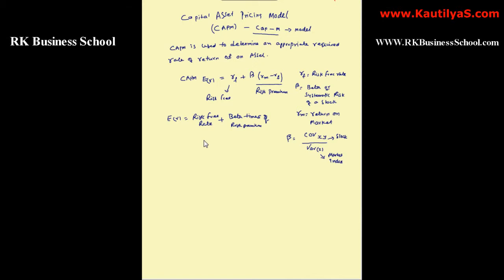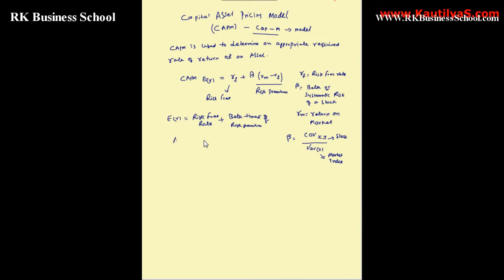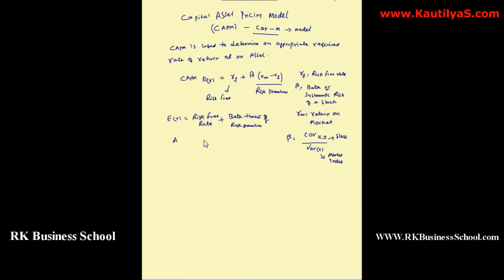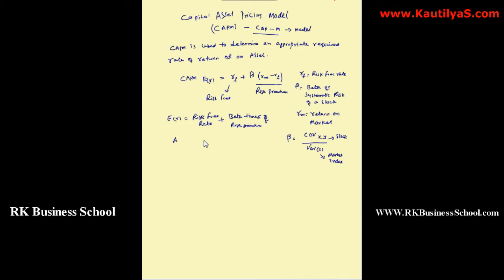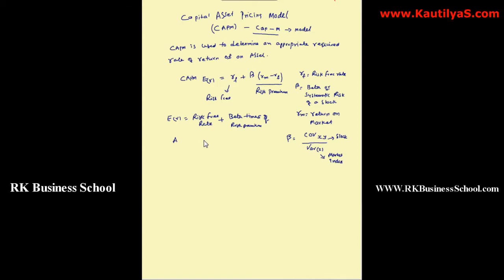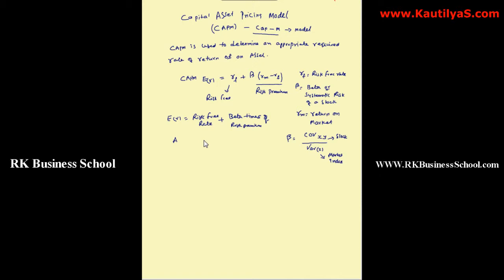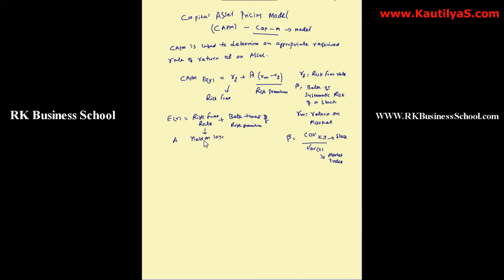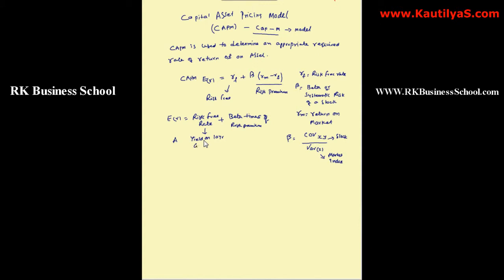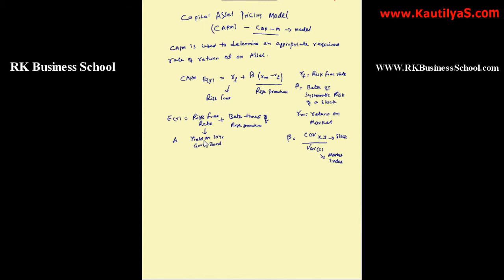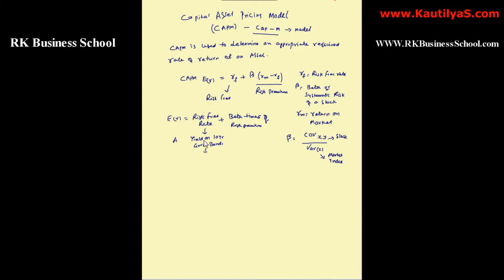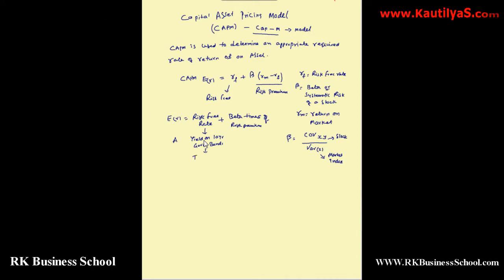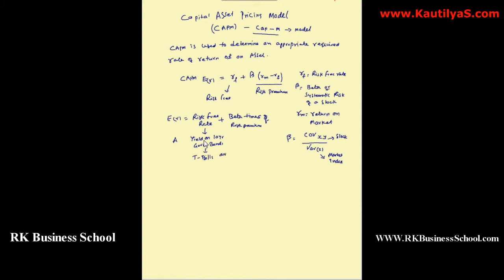Now how are we going to interpret a beta? So suppose we have a stock A. Risk-free rate is normally given in books, whereas in practice the risk-free rate will be the yield on 10-year government bonds, or any return on government investments like fixed government bonds or T-bills, which are considered as risk-free rate.